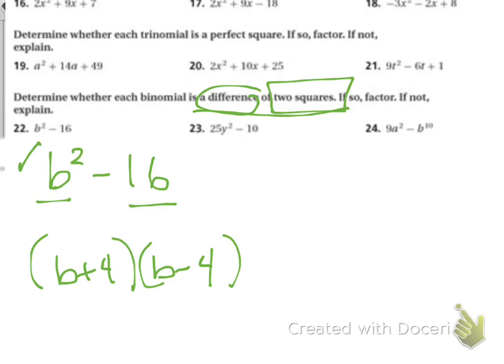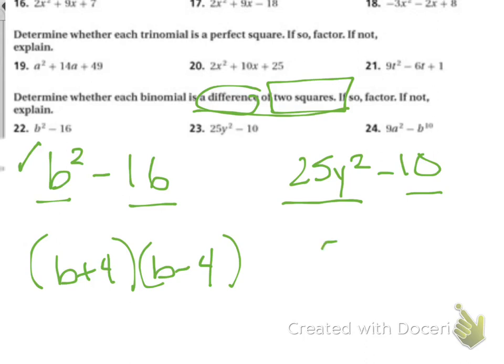All right, let's look at number 23. 25y squared minus 10. First of all, is it a difference? Yes. Is 25y squared a perfect square? Yes, I could square root that and get 5y times 5y. What about 10? No. So that is not a difference of two squares. You can factor it. You just can't factor it into two binomials.